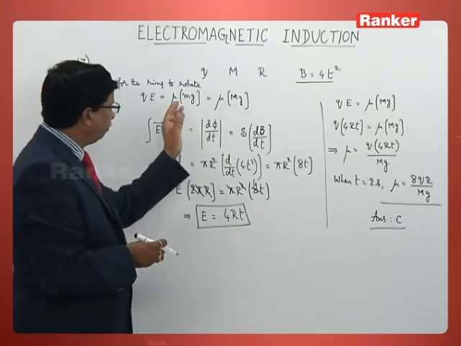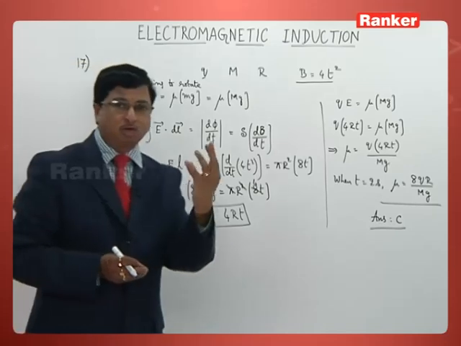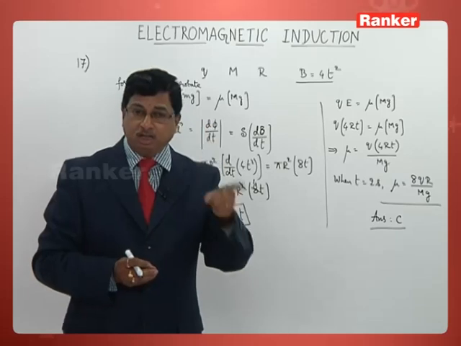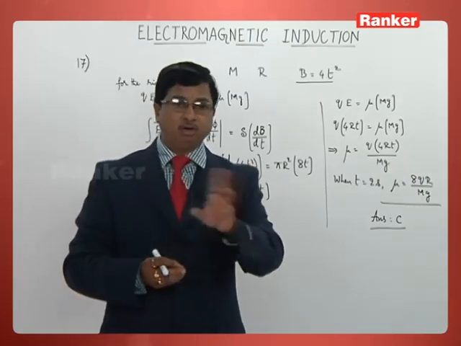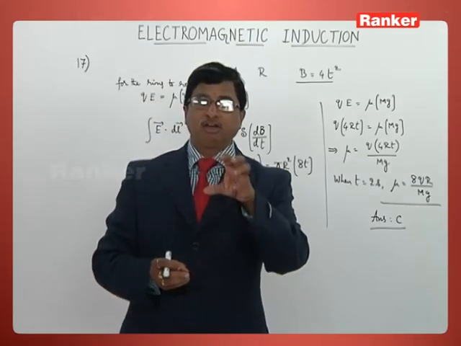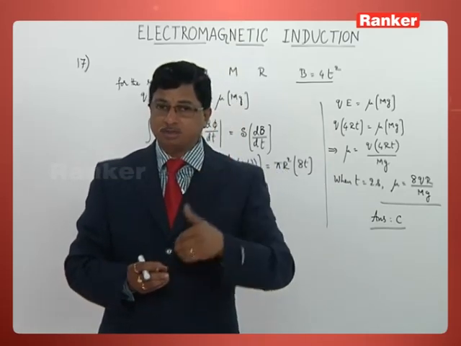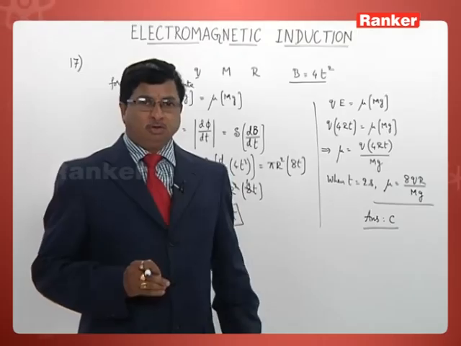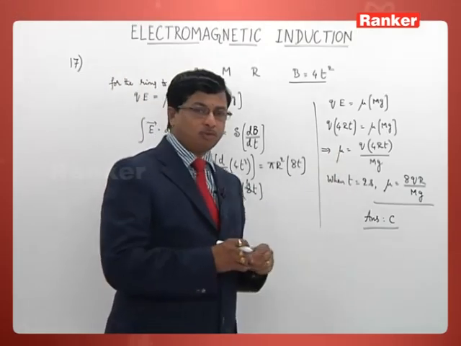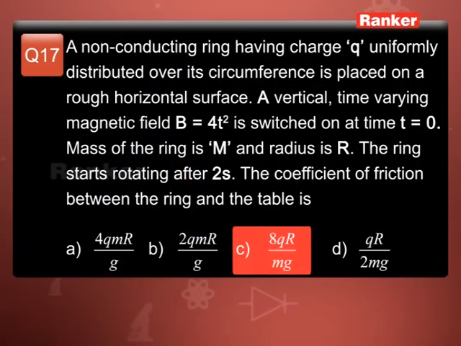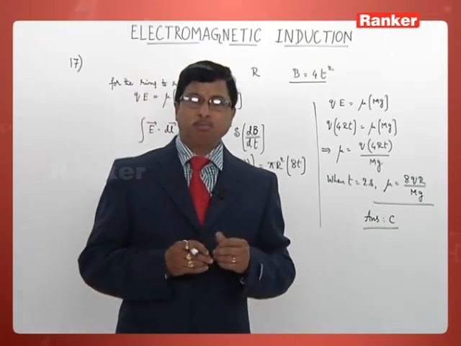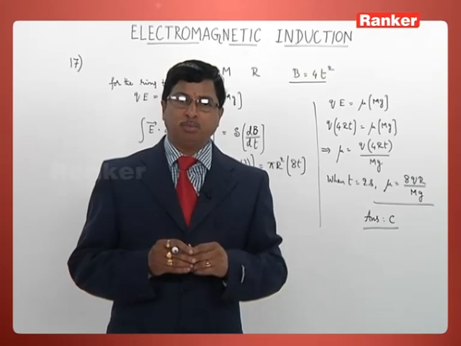Then only there is a possibility for that ring to come into motion. As long as frictional force is dominating there, the ring will never rotate. It remains at rest only. That is the concept one should understand from this particular case. So the correct answer for this particular question 17 is answer C, what I have written here as 8qr by mg, according to the 4 options which are being provided to us in that problem.